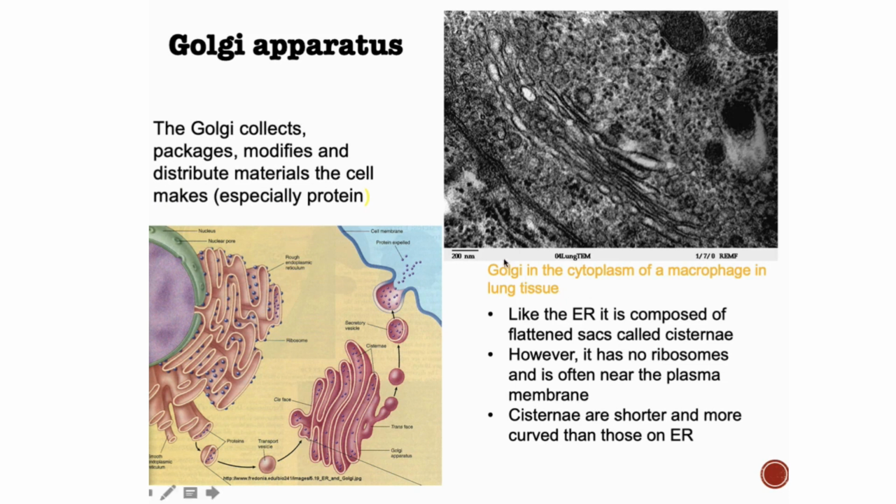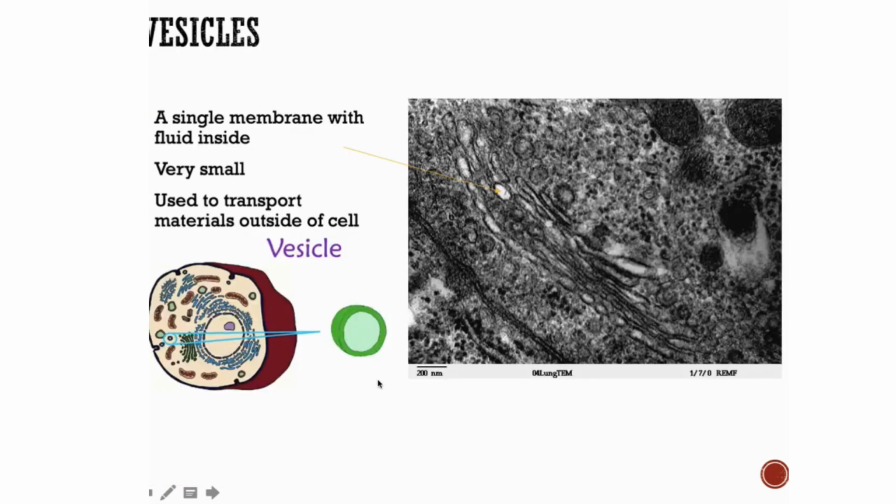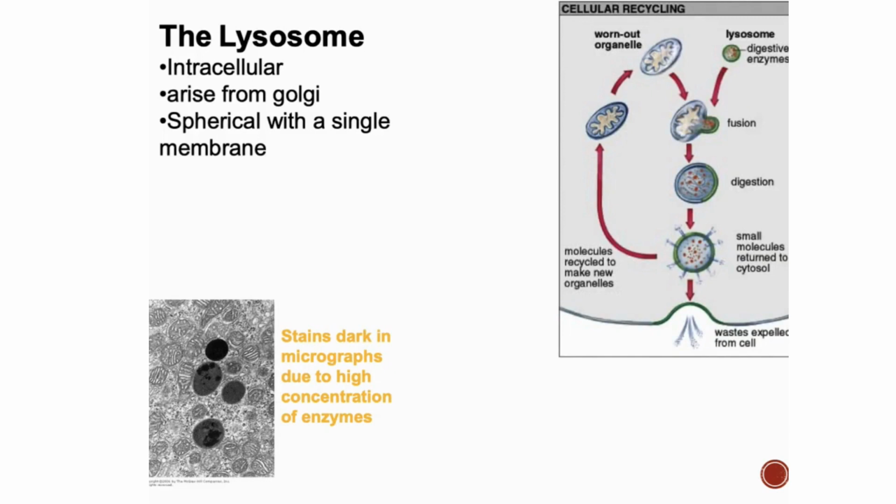As you see, in the rough endoplasmic reticulum the attached ribosomes produce proteins, and those proteins go by vesicles to the Golgi apparatus, and the Golgi apparatus distributes these proteins to different parts of the cell, even to other cells. Vesicles are very small, with a single membrane and fluid inside, used to transport materials outside of the cell. The lysosome is an intracellular part of the cell that arises from the Golgi, because the Golgi apparatus produces lysosomes.